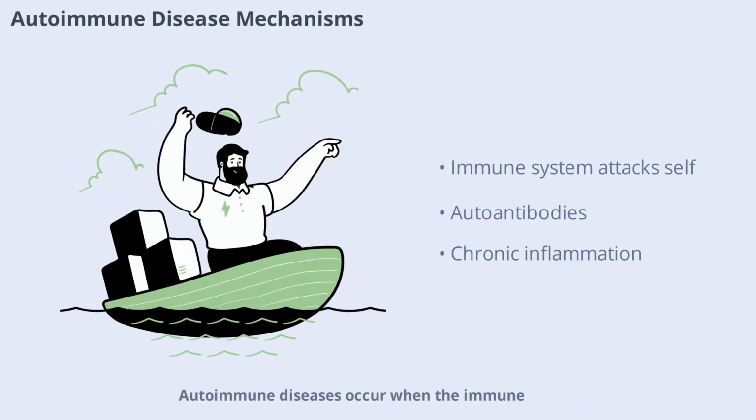Autoimmune diseases occur when the immune system mistakenly attacks the body's own tissues. Pathophysiological mechanisms include loss of immune tolerance, production of autoantibodies, and chronic inflammation. Examples include type 1 diabetes, lupus, and multiple sclerosis. Understanding these processes is key to developing immunotherapies and managing symptoms.